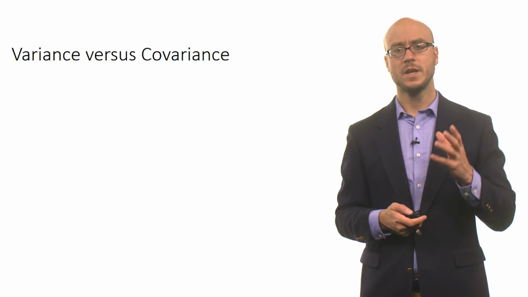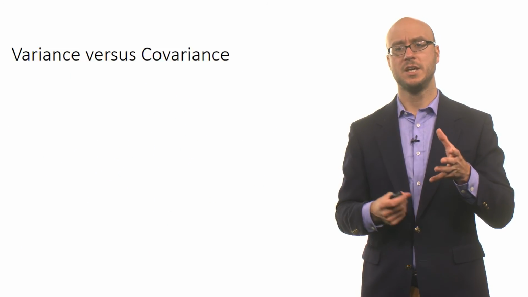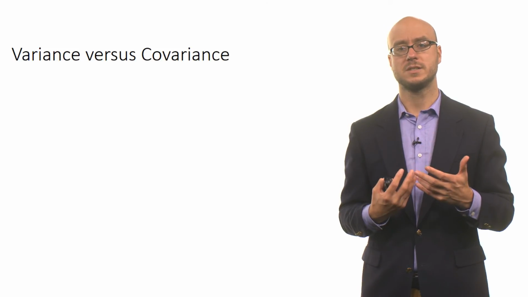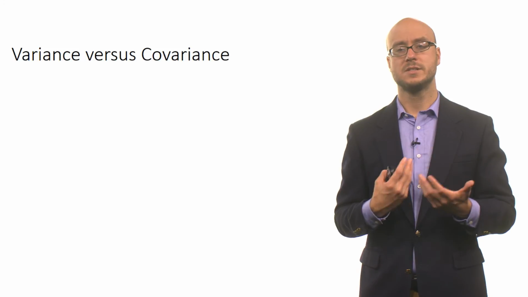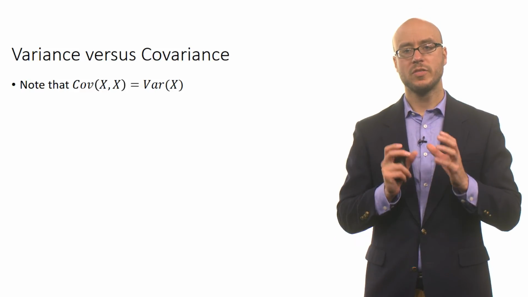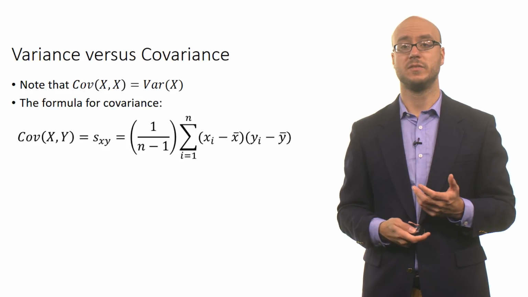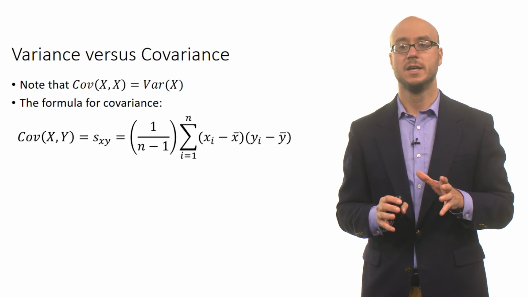Right? Now, as an aside, we've talked about the variance of x, the variance of y, and now the covariance of x and y. How are these related? Well, you can think of the covariance of a variable with itself as, in fact, the variance of that variable, and this can be seen quite easily.